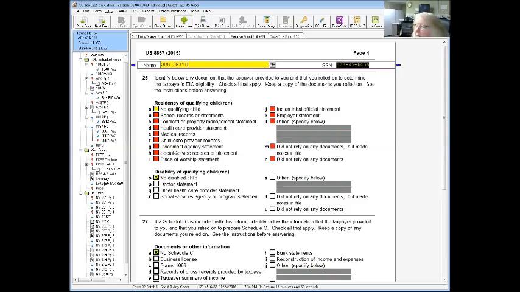Placement agency statement. If somebody's a guardian, this could be a copy of the guardianship papers granted by the court. It's going to have an address. Social service records. Place of worship statement. Indian tribal official statement. Employer statement. An employer statement is if the child is working. Maybe you have a 16-year-old kid and you have their W-2 because you're going to do their taxes next. That's going to have their name and address, so that's a valid source of proof as well. Other, if there's something different, you can put other and put what it is. Okay?